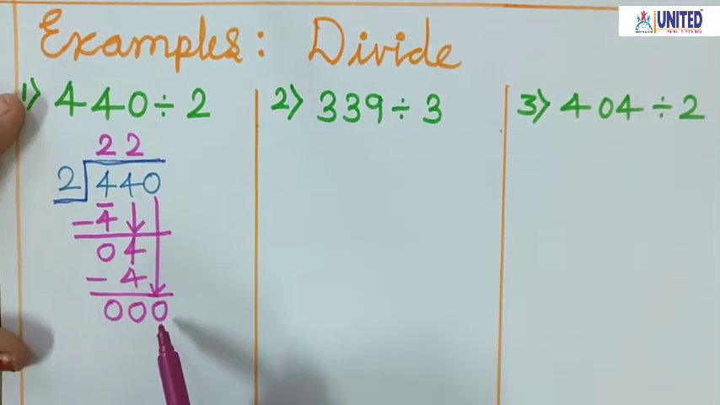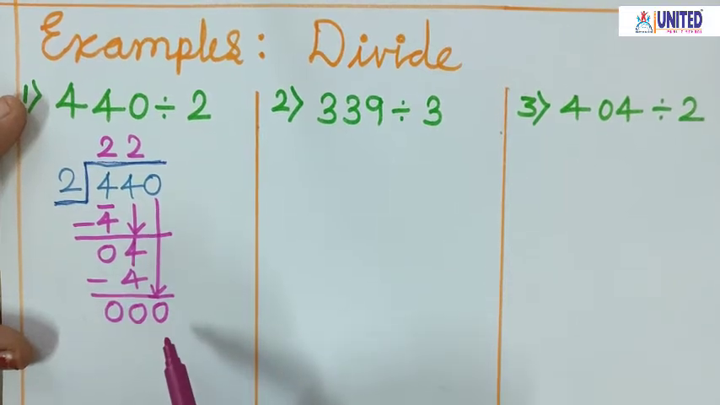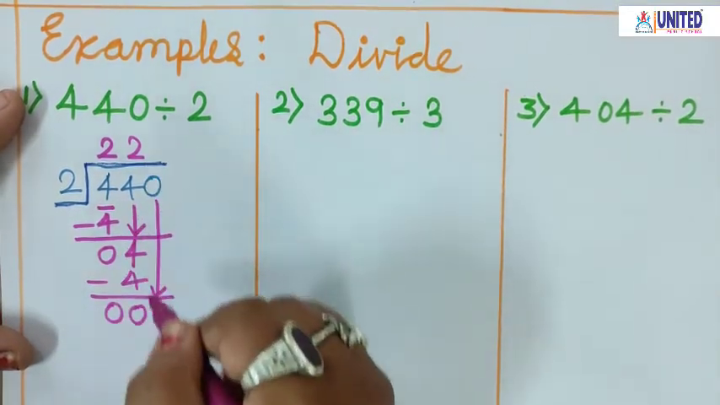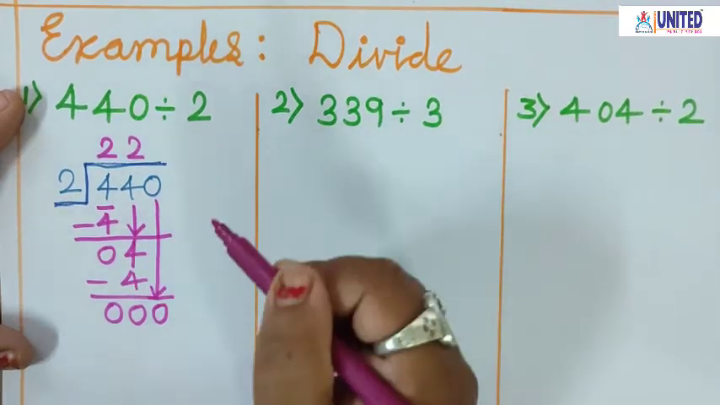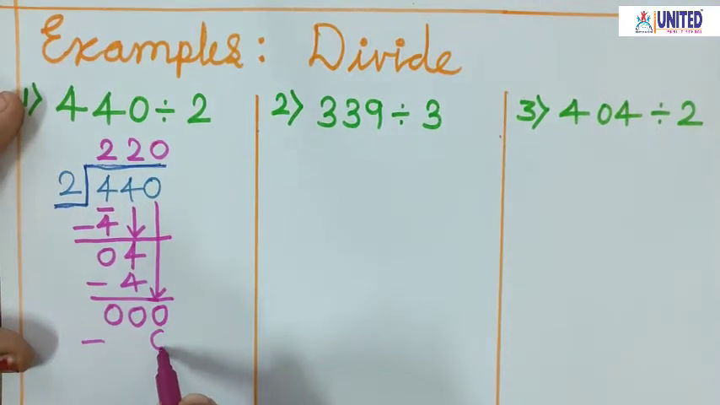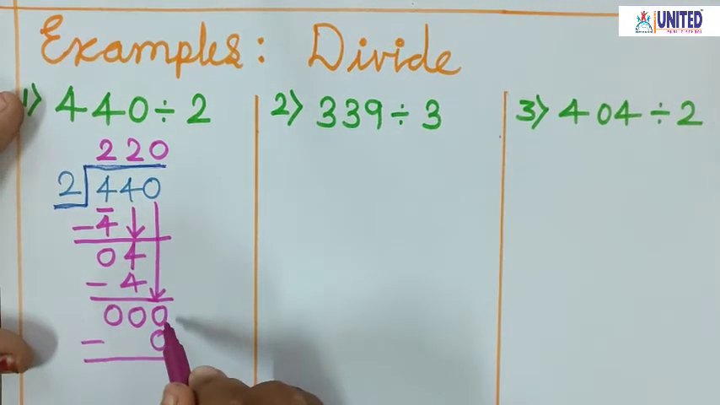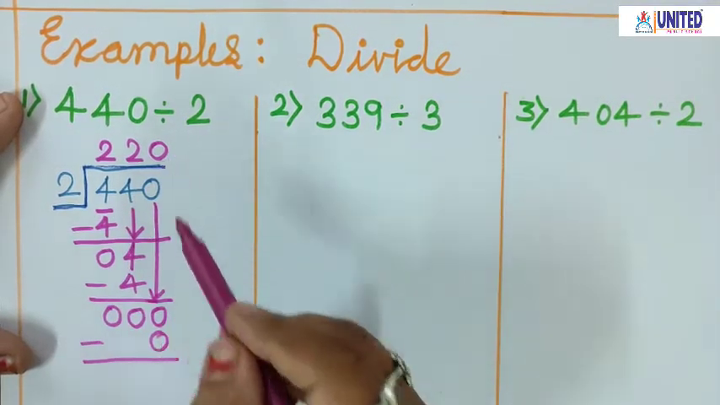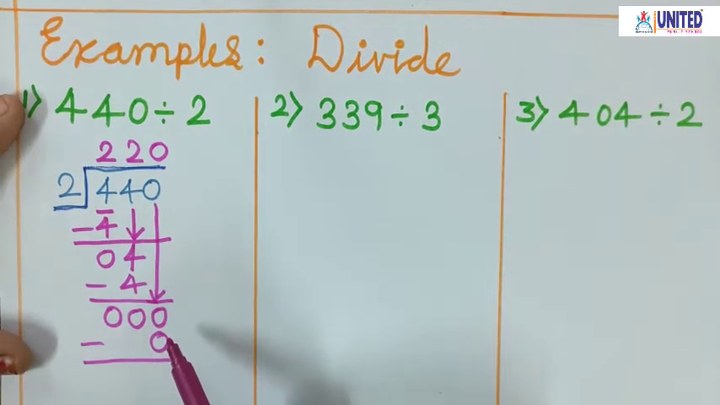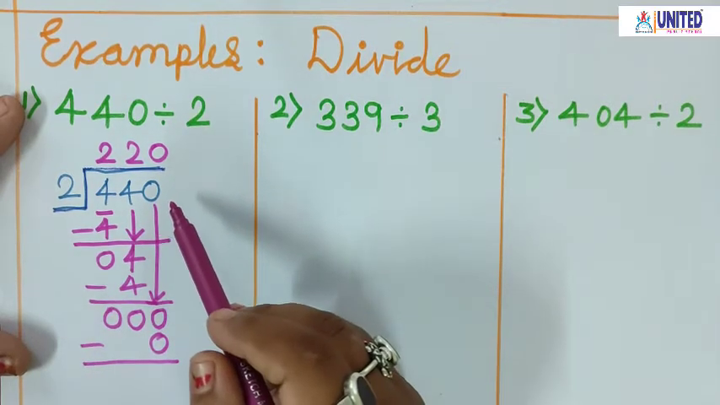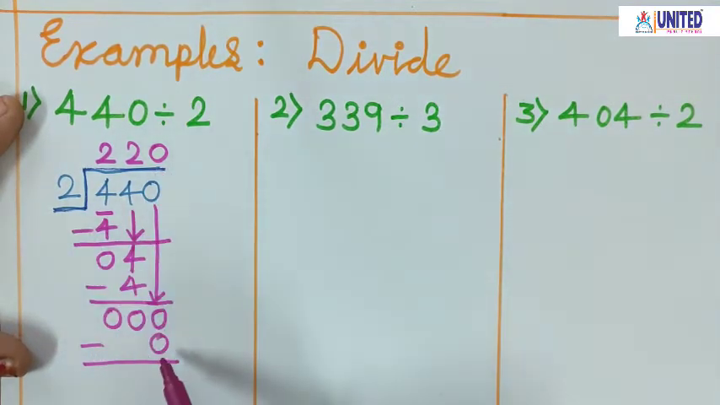Now check this number, that is 0, is it greater than or equal to 2? No, it is less than 2. So we cannot divide it. So we have to give 0 in the quotient for this 0. So we have to write 2 zeros are 0. Because the number 0 is less than 2, so we have to give 0 here. Okay, remember students, if the number is less than the divisor, then you have to give the 0. So 2 zeros are 0.